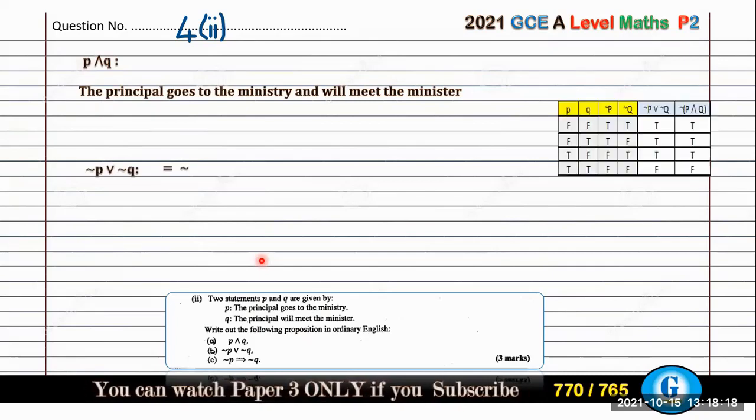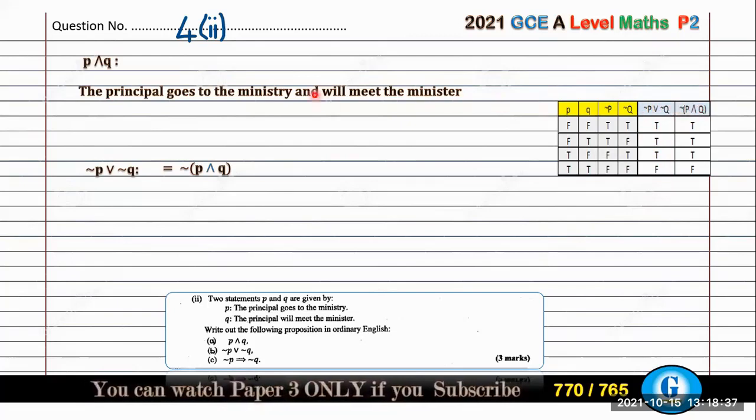You have to be careful with this one. I've made a truth table here to explain it. So we have P and Q. This is P, this is Q. Negation of P, negation of Q. So the negation of P or negation of Q is the same as the negation of P and Q.